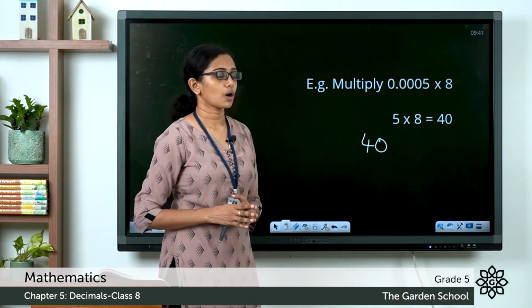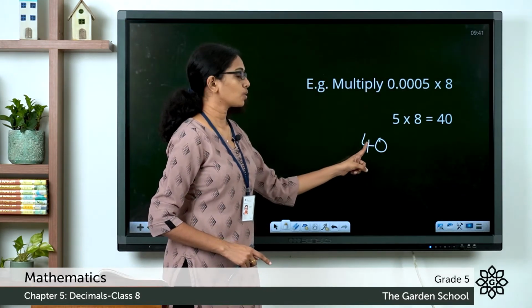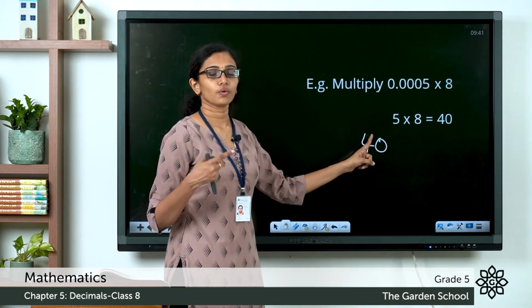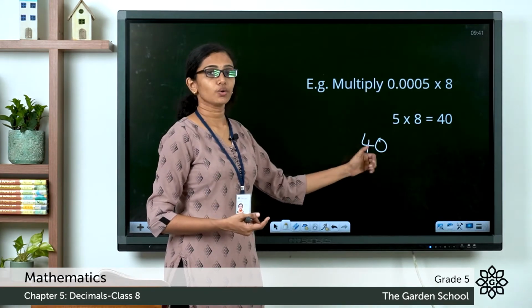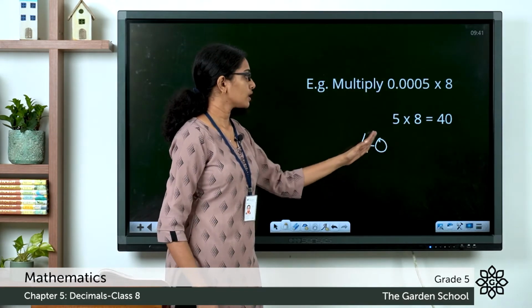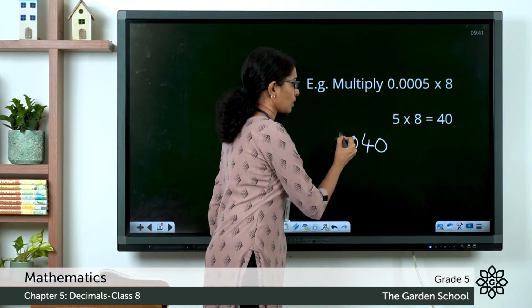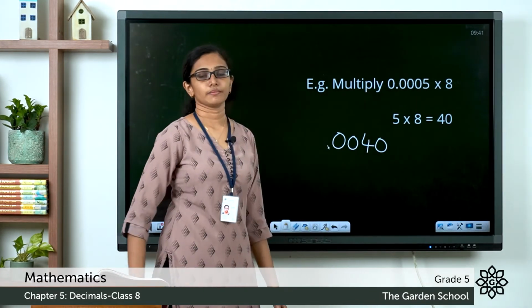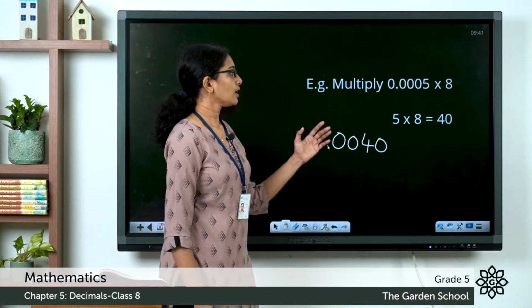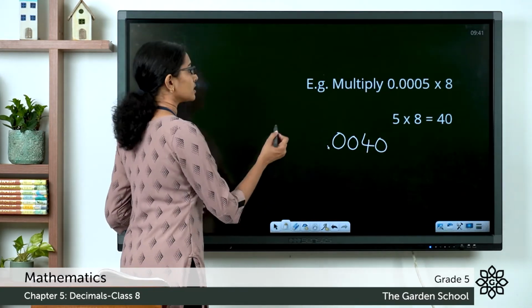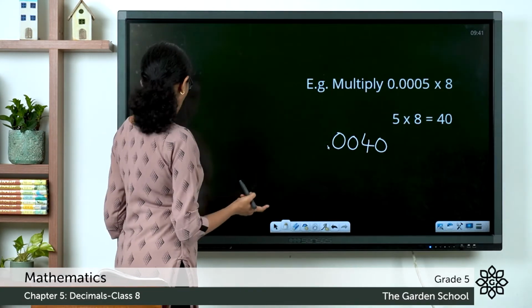So let's start counting. 1, 2. We need 2 more places. For that, we can add zeros to the left. So 1, 2, 3, 4. Then put the decimal point. So our answer will be 0.0040.